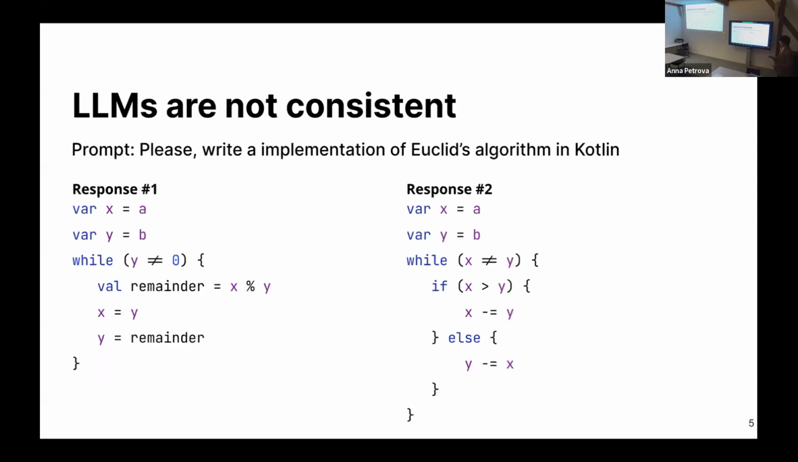So, consistency. You can see an example. I asked a model twice with the same prompt, and the model returned two different answers. Answers differ not only by variable naming, but by the internal implementation. The first implementation uses the modulo operation, and the other one uses subtraction.